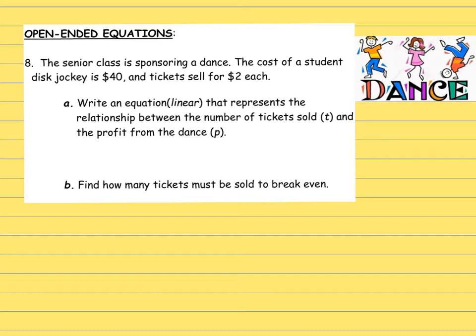Now we're going to enter the world of more in-depth setups and solutions with the open-ended problems. So we're going to set up our equations and solve. Number 8, the senior class is sponsoring a dance. The cost of a student disc jockey is $40 and tickets sell for $2 each. A, write an equation, a linear equation, that represents the relationship between the number of tickets sold, T, and the profit from the dance, P. And part B, find how many tickets must be sold to break even. Pause this video at this time and attempt the problem on your own.